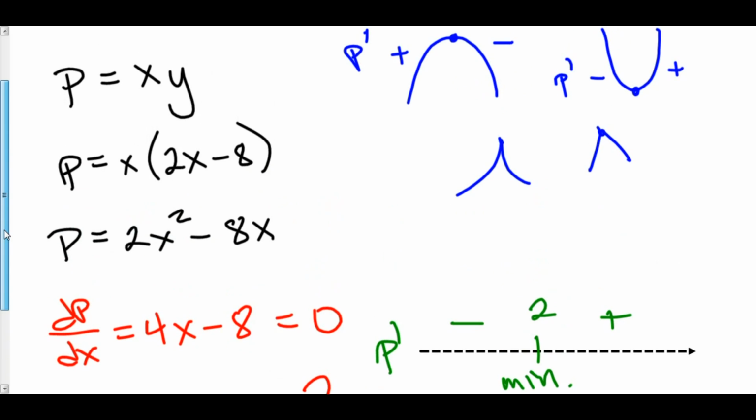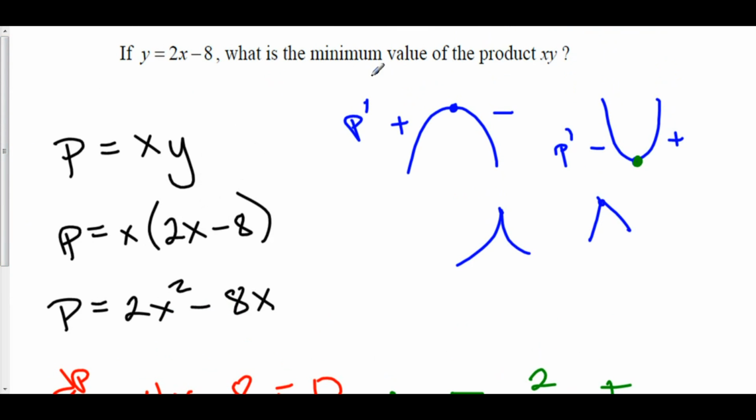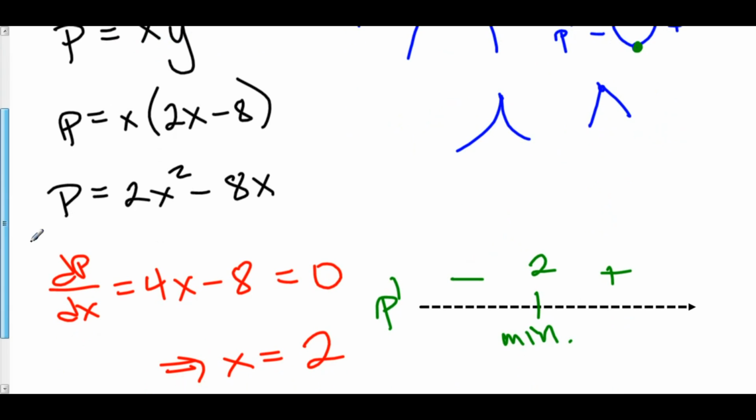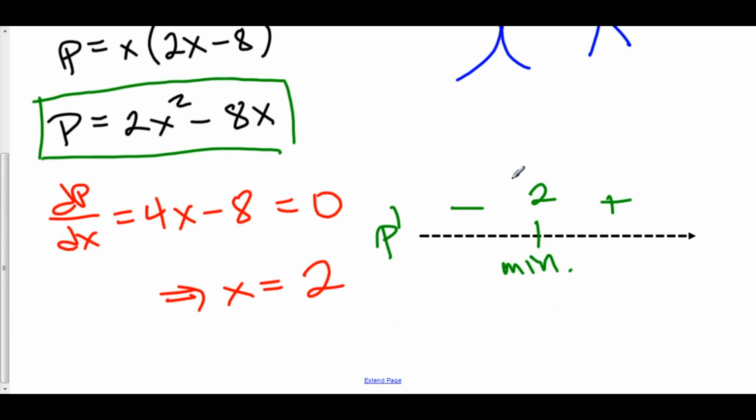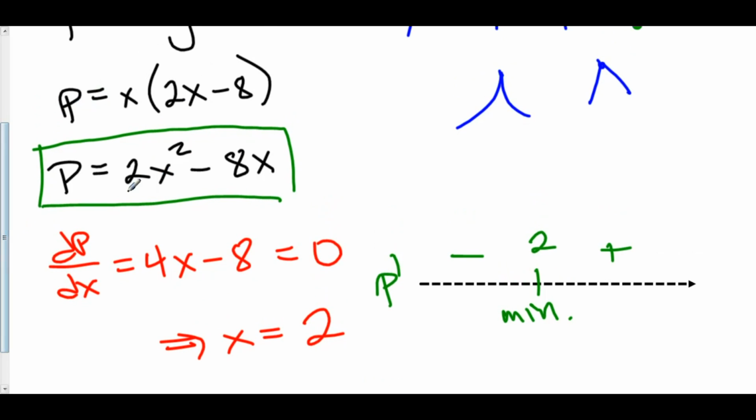And what that means is that P prime is going from negative to positive, and so P has a minimum at x equals 2. The question though was, what is the minimum value of the product x times y? Well, the product can be rewritten as 2x squared minus 8x. If you plug 2 into here, 2 times 2 squared, well 2 squared is 4, times 2 is 8. So this is 8 minus 8 times 2 is 16. And so the minimum product is negative 8.